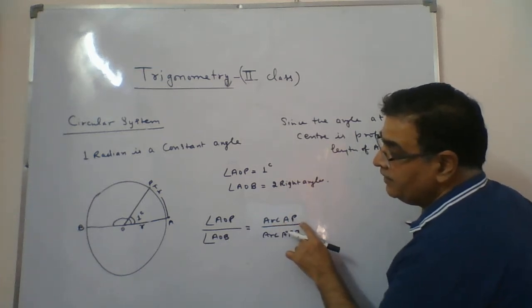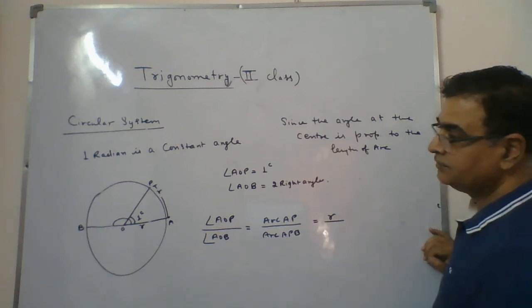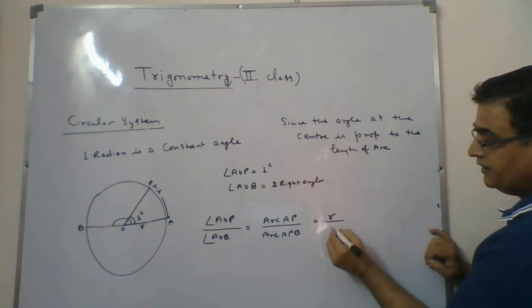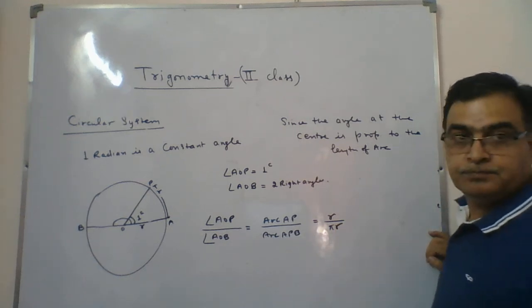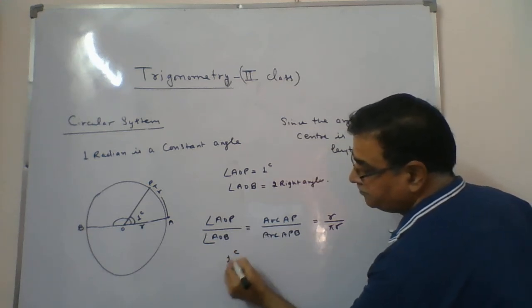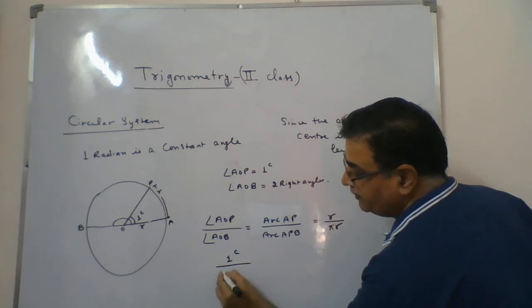Arc AP is the same as the radius, nothing wrong in it. Arc APB is what? Is it half of the circumference? So is it pi r? Yes. AOP is how much? This is 1 radian. By angle AOB, will it be 2 right angles? Yes.